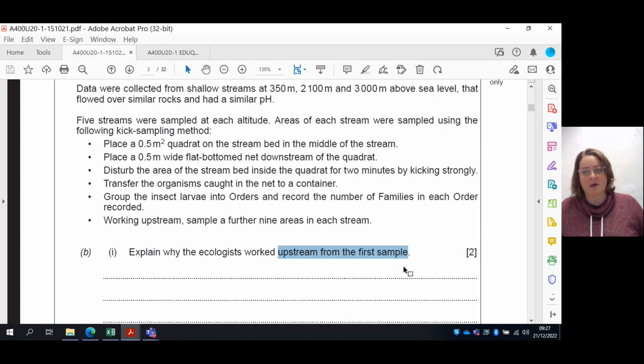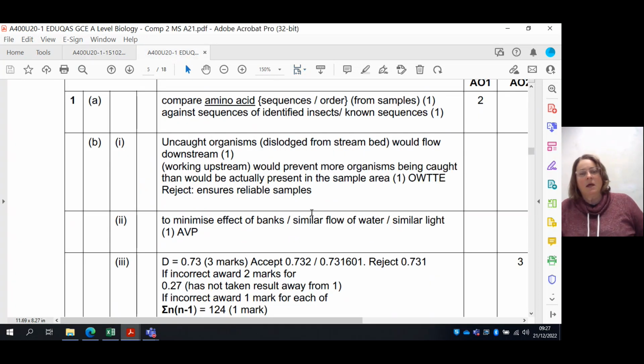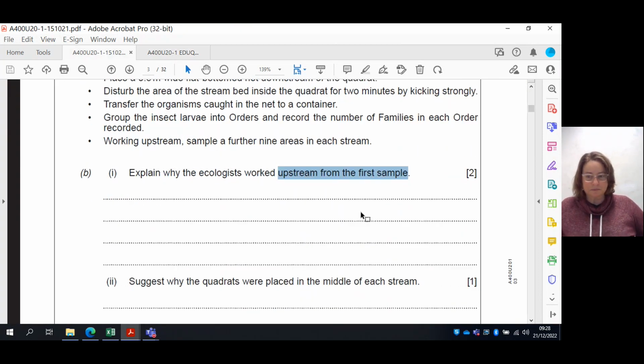So this is linking together that gravity makes the water flow downstream and everything that is already kicked loose flows downstream, therefore will affect your second sample if it's taken further downstream. Hence, do it upstream. Mark scheme is wording it that way around. Uncaught organisms would flow downstream, and therefore working upstream would prevent more organisms being caught than actually would be in that second kick sample. You can rephrase that in various different ways, or back to front, front to back. That's okay. I can still give you the marks for that.